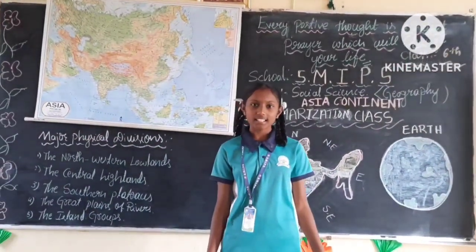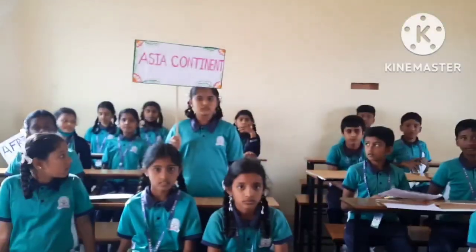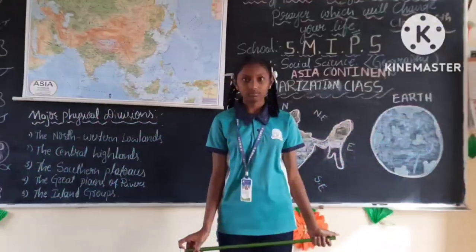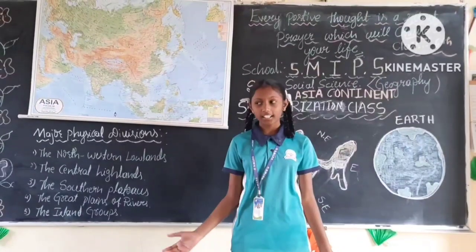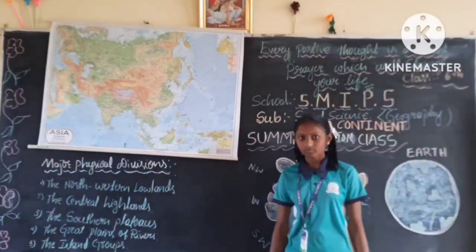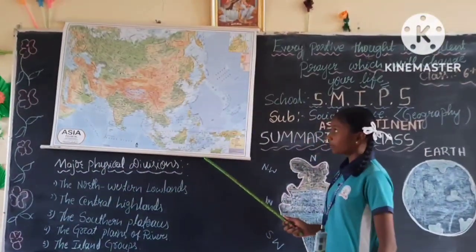Which is the largest and biggest continent in the world? Asia is the largest and biggest continent in the world. How many countries are there in the Asia continent? There are 48 countries in the Asia continent. This is the Asia continent map.